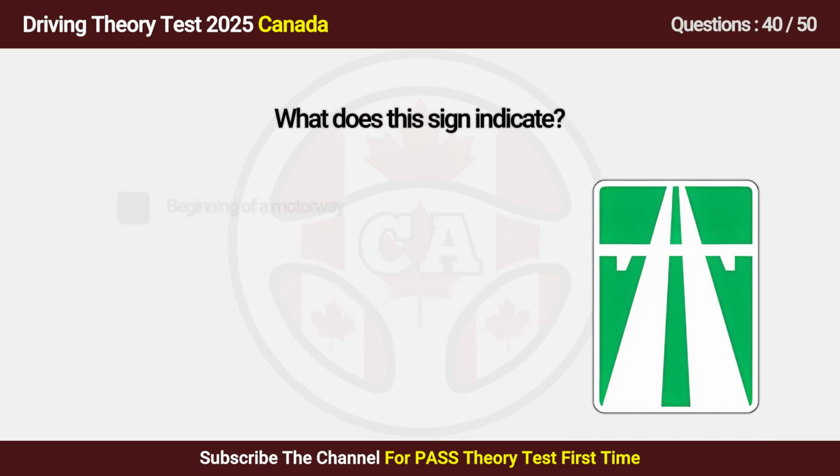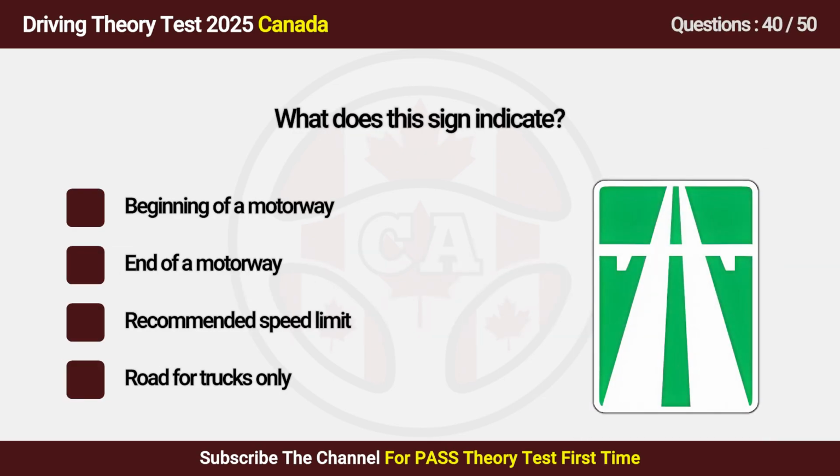Question 40. What does this sign indicate? A. Beginning of a motorway. B. End of a motorway. C. Recommended speed limit. D. Road for trucks only.